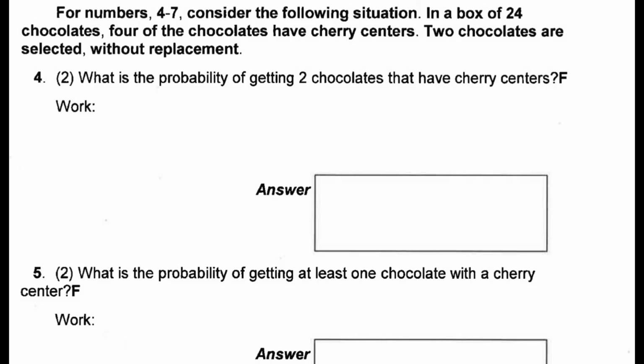All right, page 2. We've got 24 chocolates. 4 of the chocolates have cherry centers. 2 chocolates are selected without replacement. All right, so the without replacement, this is telling me, let's do a tree diagram.